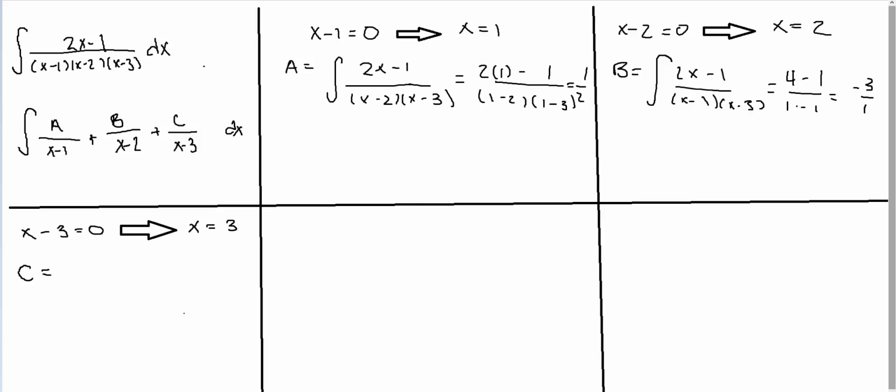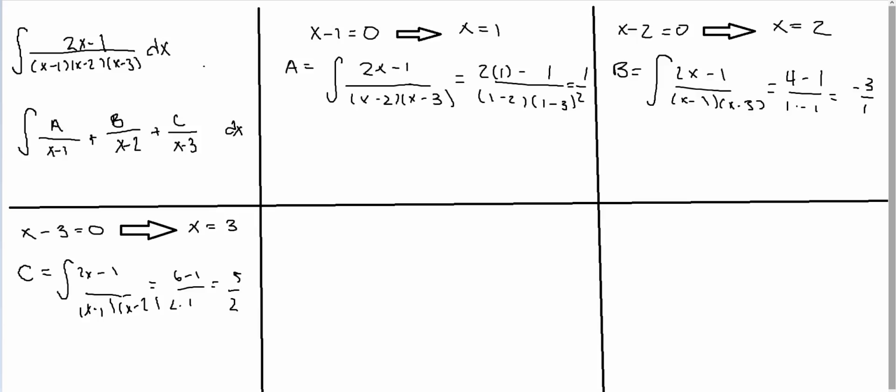Now, for the next one, we're going to say that x - 3 = 0, because that's a denominator, and then we take (2x - 1) over (x - 1)(x - 2). That is equal to 6 minus 1 over 3 minus 2, which is 2 times 1. So that's going to give us 5 over 2.